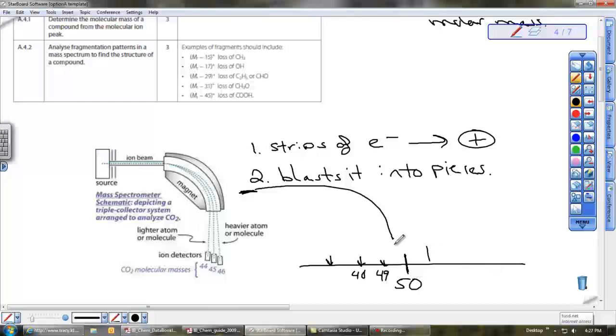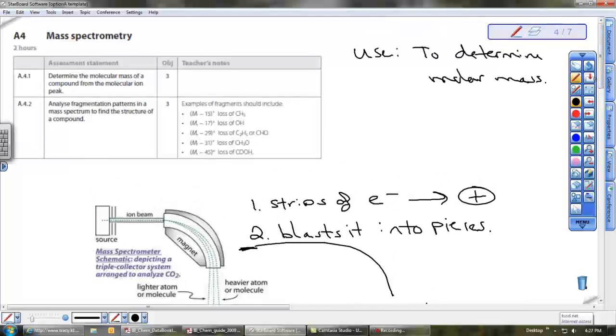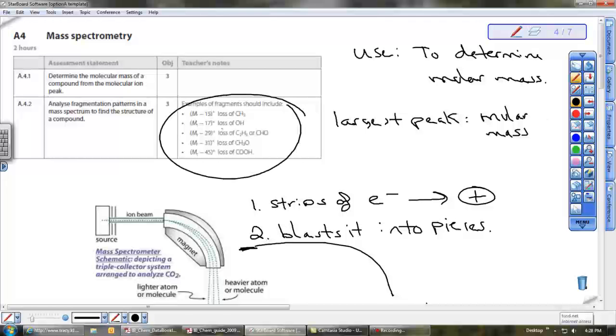Okay. So, one thing you need to understand. The largest sized fragment produced by this process is the original compound minus one electron. So the largest fragment, or largest peak, I say fragment, but you'll see it as like a line, the largest line is the molar mass, because it's the compound minus one electron. Just the same compound mass-wise. Okay? Some common fragments. Make flashcards tonight of these.